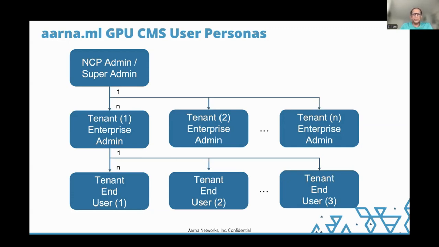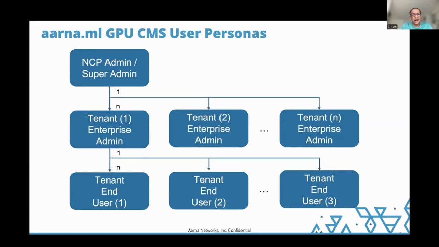So this is the persona that's responsible for onboarding all the resources, creating the tenants, creating the billing accounts, looking at all the observability. So essentially, this is the owner of all the resources, all the hardware resources, right? And then there is a tenant that is created by the super admin. And the tenant itself has 2 different personas.